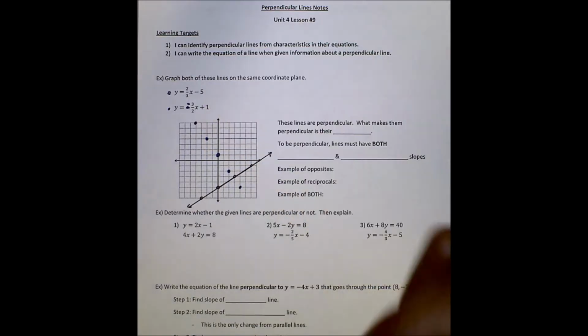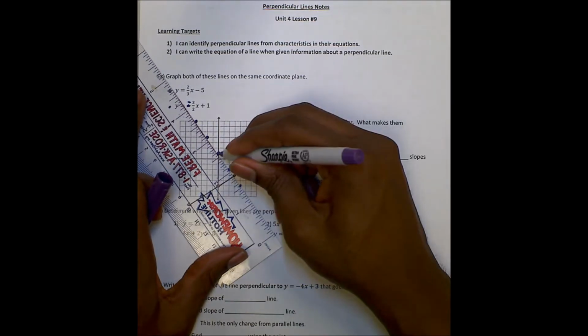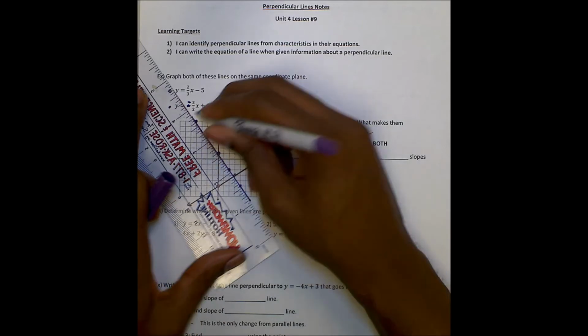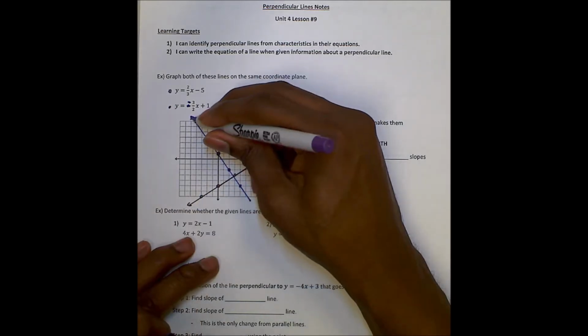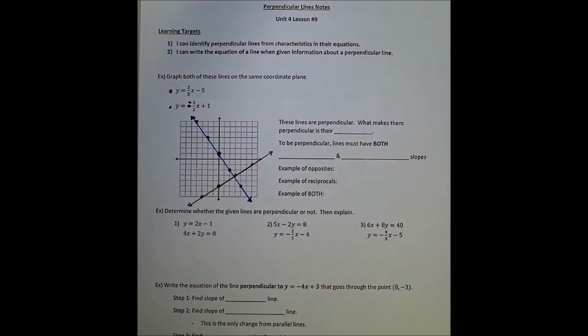Okay. Again, I will use a straight edge to assist me in making a straight line. You don't have to do it this way if you're gifted in making straight lines. I am not. Okay, and so here are our two lines. Okay, these lines are perpendicular.